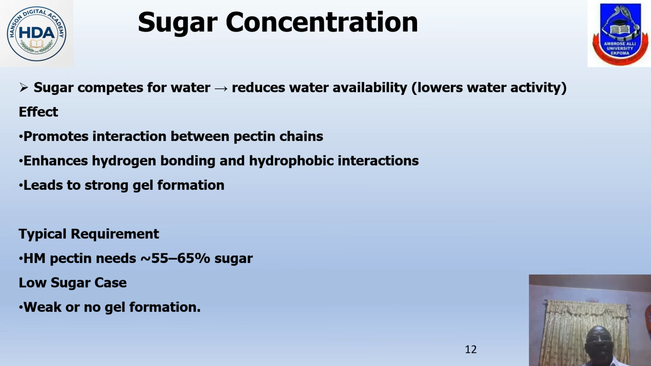Now, for typical requirements, high methoxyl pectin needs 55 to 65% of sugar, while in the case of low sugar, there will be no or weak gel formation. So, before applying sugar into your pectin, you should know two things. Are you using high methoxyl pectin or low methoxyl pectin?